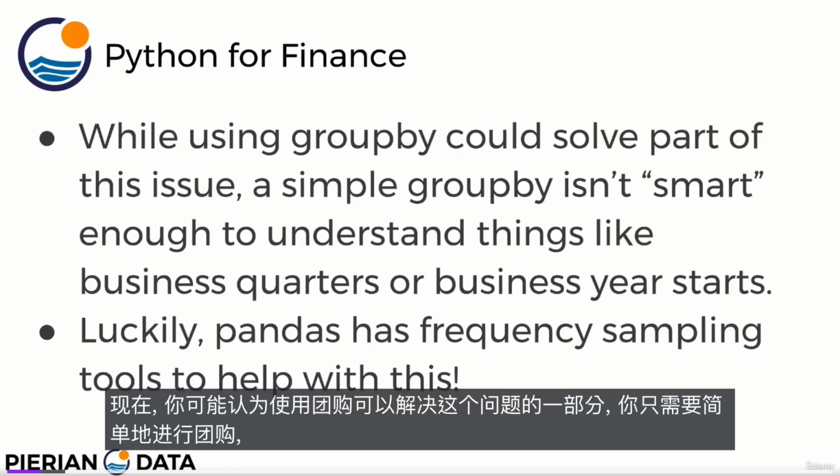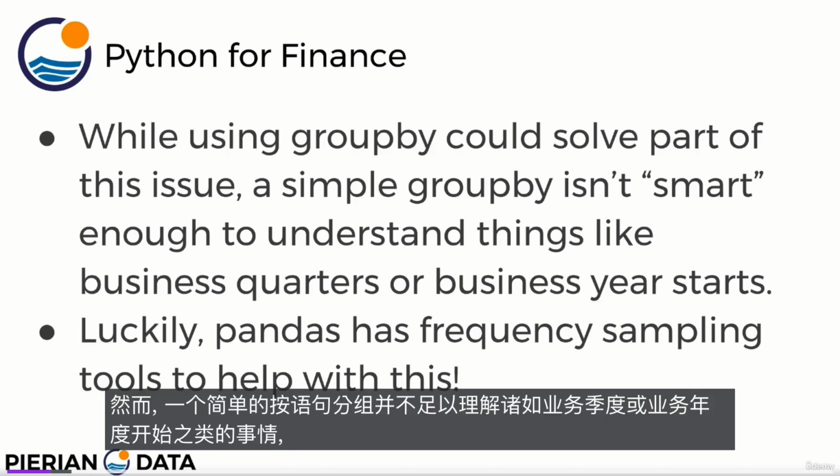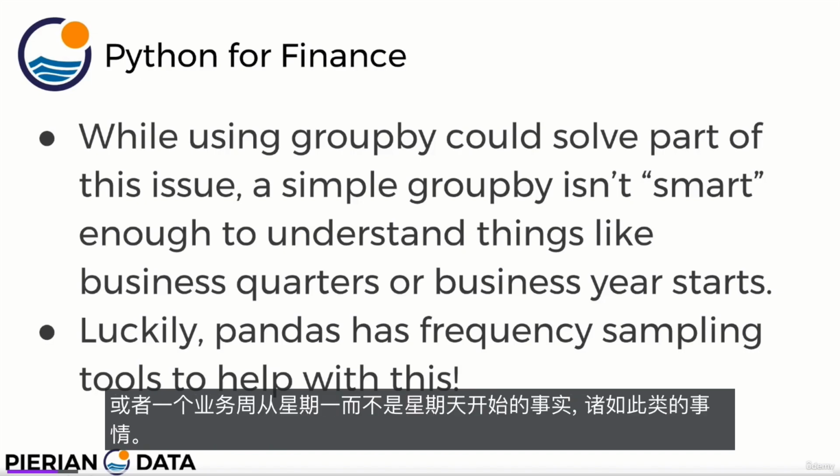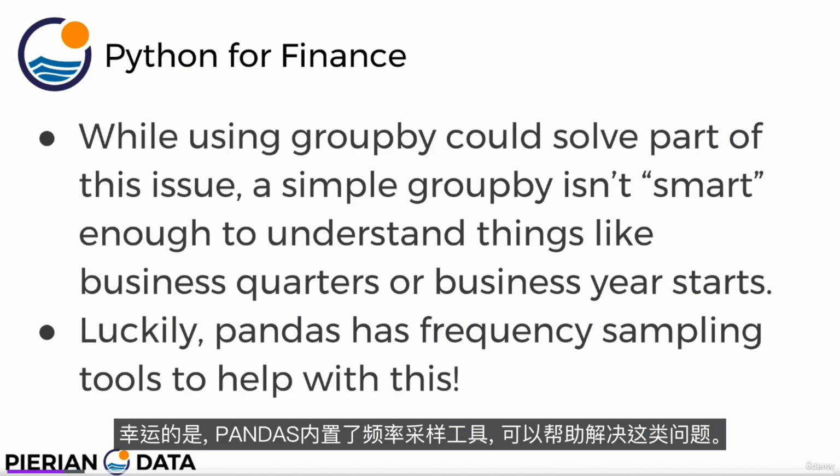Now you may think that using a groupby could solve part of this issue. You would just simply do a groupby and then group by every 3 months, and that will give you quarterly data. However, a simple groupby statement isn't really smart enough to understand things like business quarters or business year starts, or the fact that a business week starts on Monday instead of Sunday, that sort of thing. Luckily, Pandas has frequency sampling tools built into it to actually help with this sort of problem.